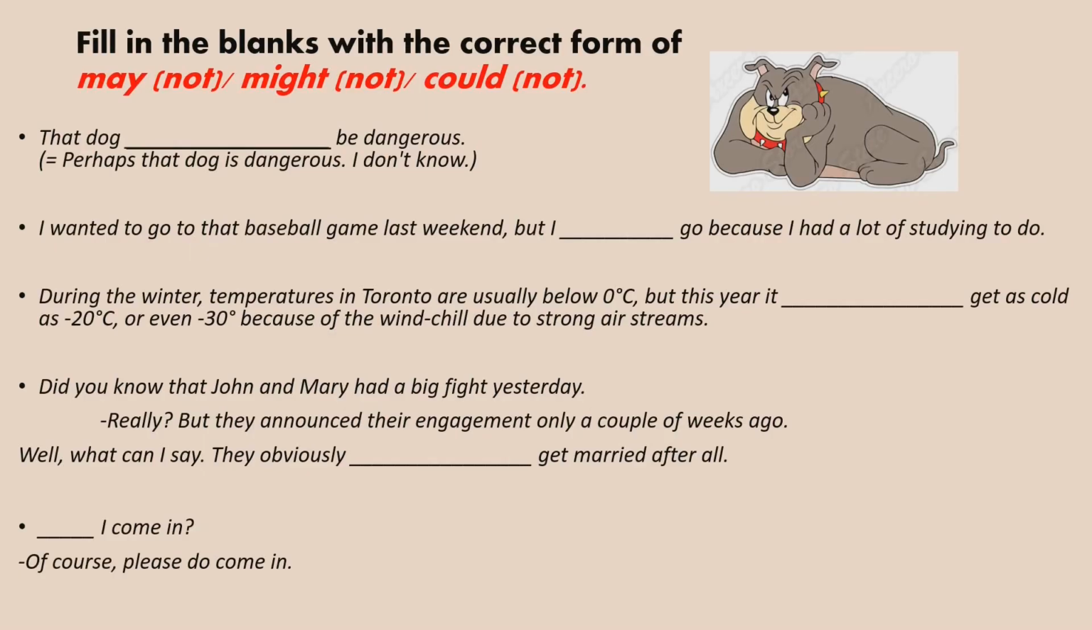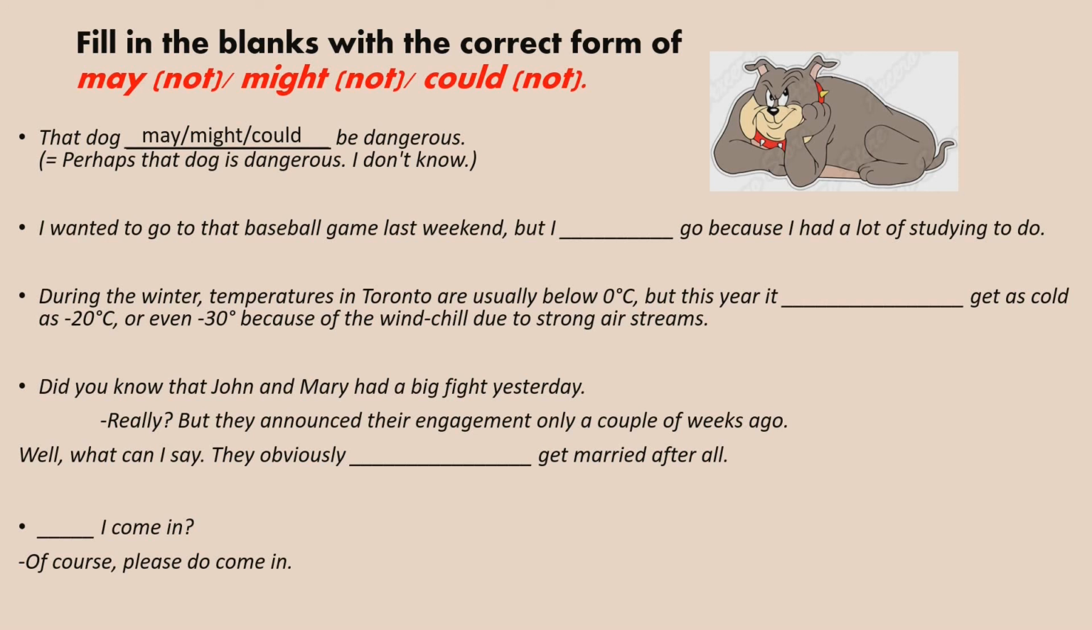This is your last task for the day. All you have to do is fill in the blanks with the correct form of these modal verbs: may, might, and could. So let's check your answers. That dog may, might, or could be dangerous. These in brackets you can see perhaps the dog is dangerous, but you don't know. So based on the degree of certainty, you can use all three modal verbs.